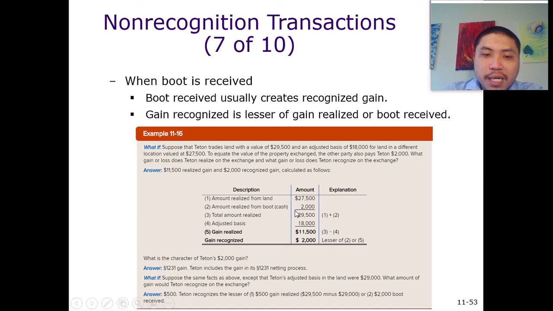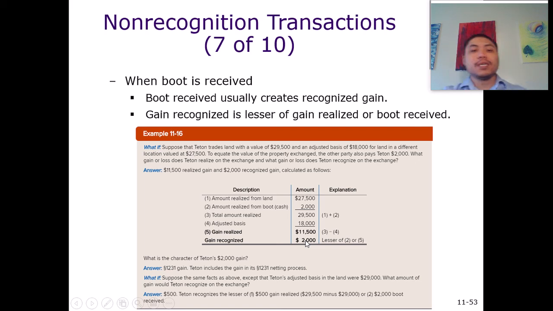But because there's boot involved in this case, Titan is receiving a $2,000 boot, it has to recognize the gain of $2,000, right? So the rules say the gain recognized is going to be the lesser of gain realized or boot received. In this case, gain realized is $11,500 and boot received is $2,000. So the amount of gain recognized is going to be $2,000.